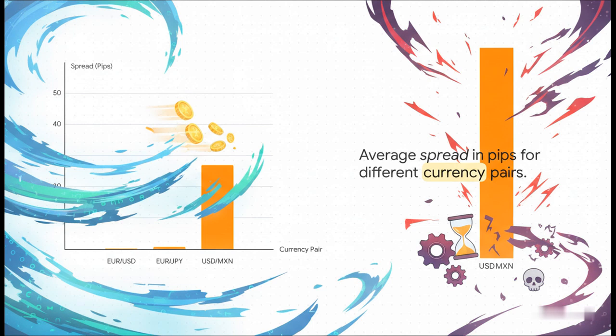But look at the exotic US dollar to Mexican peso pair. That is a massive, highly volatile 27 pip spread. No way you want to get caught off guard by that. Scalpers and automated systems absolutely have to stick to those highly liquid major pairs to stay profitable.